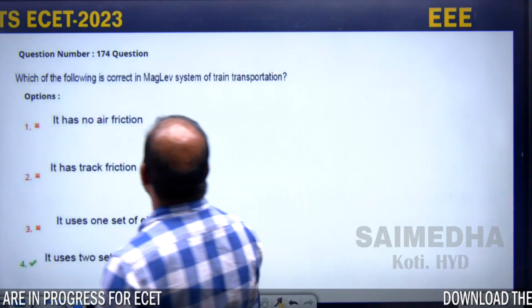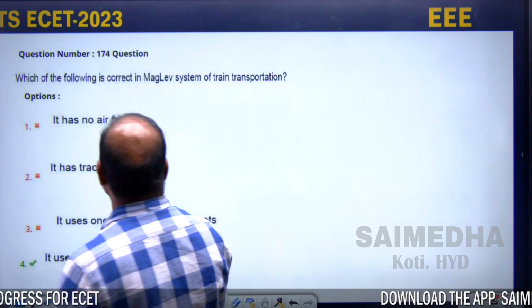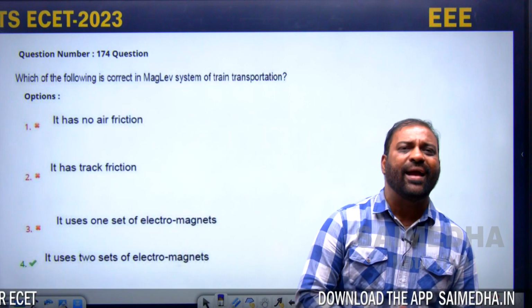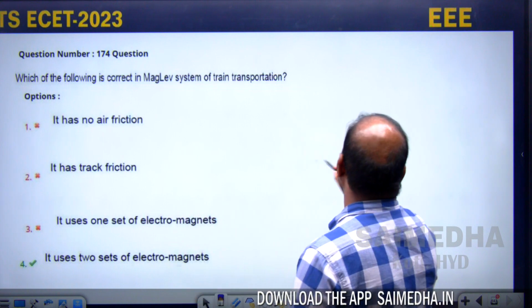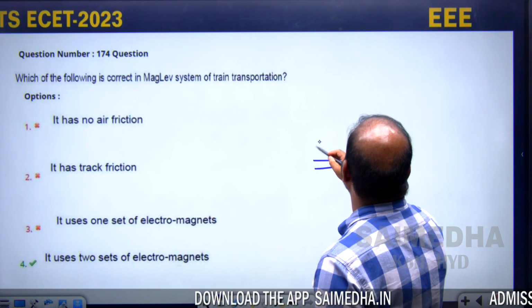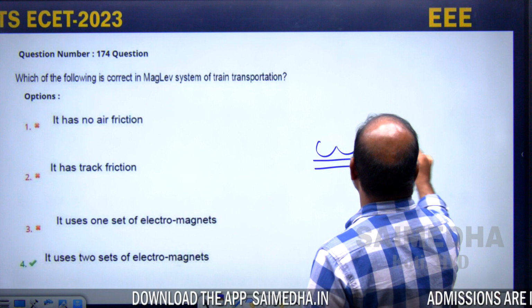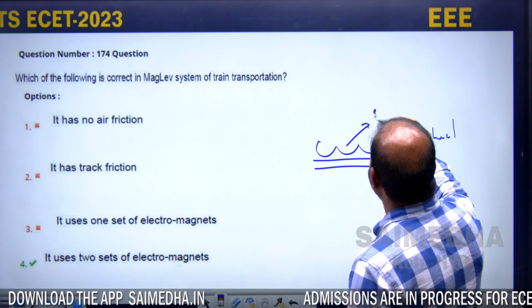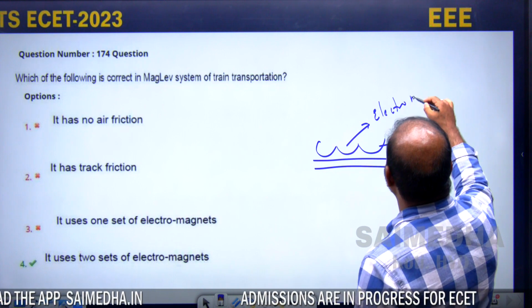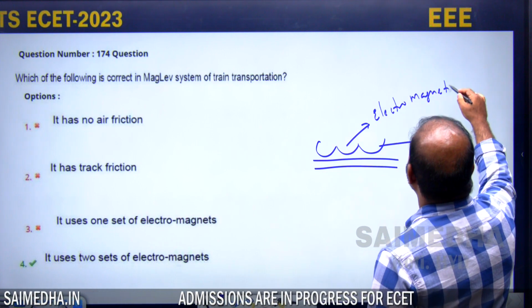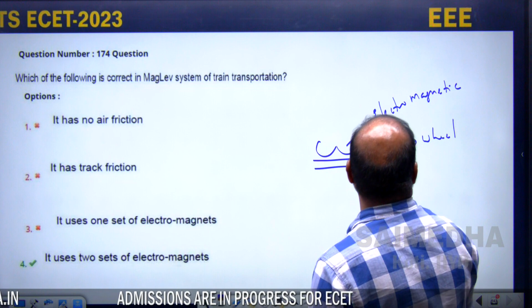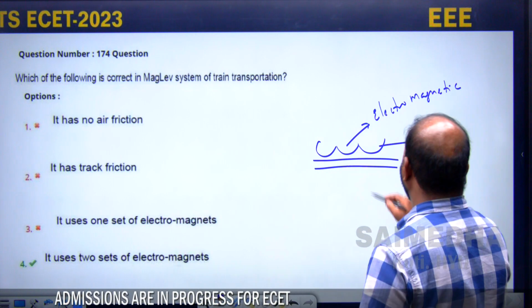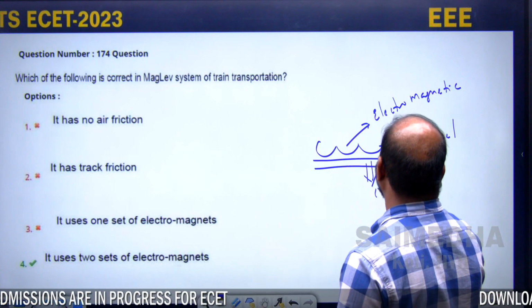Which of the following is correct in the maglev system of train? See, maglev system is magnetic levitation. In a magnetic levitation system, what do we use? These are the wheels of the train. They are electromagnets. The traction wheel system of the train is an electromagnet, and the track is also an electromagnet.